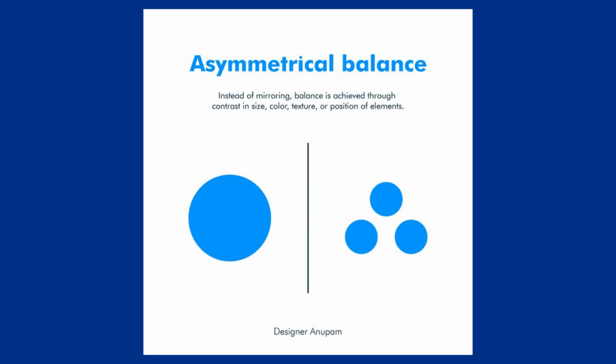One big circle. If it was symmetrical balance, on the right-hand side you would have another big circle. But with asymmetrical balance, instead of one big circle, you now have three small circles making up for that one big circle. So they don't look the same, but it's still balanced. For example, this is visual weight we're talking about, but let's bring it to real-life weight.